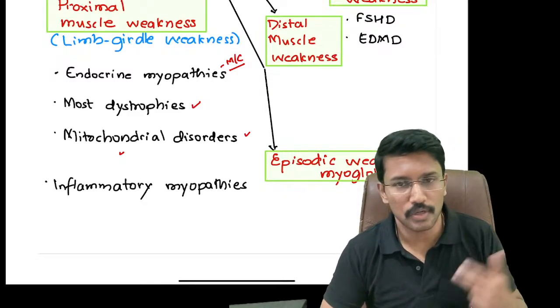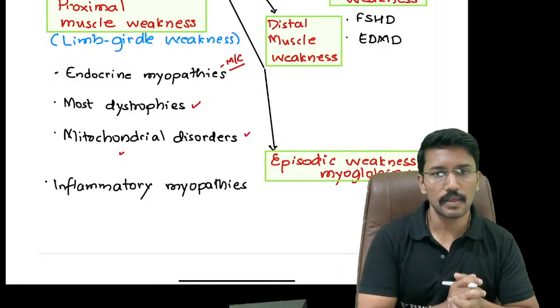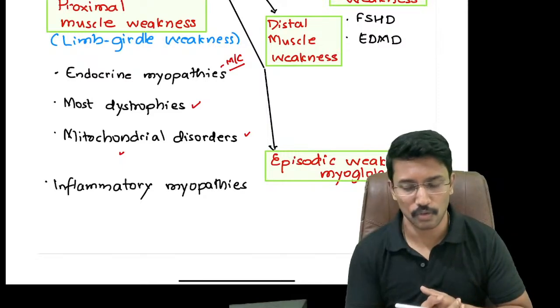Nilanjana, Nusaiba, and Sutapa, good evening, everyone. Good evening, everyone. An example for a mitochondrial disorder.